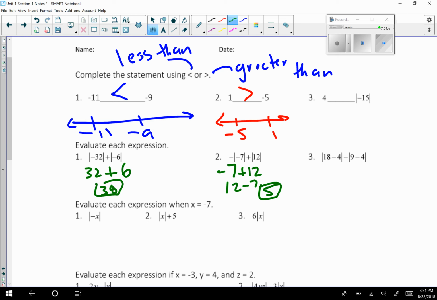For the last one, when we have these absolute value bars, they almost serve like parentheses if you've done PEMDAS in the past, which means we need to work that out first. So inside the absolute value, we need to do 18 minus 4, which would be 14, minus 9 minus 4, which is 5. The absolute value of 14 is 14. The absolute value of 5 is 5. 14 minus 5 is 9.